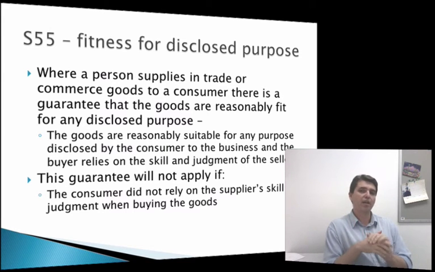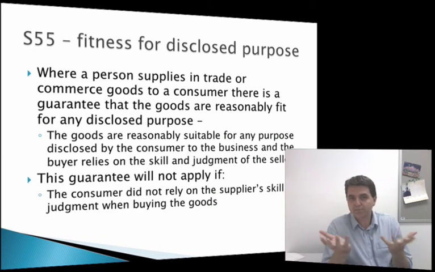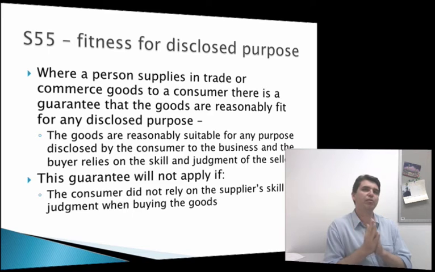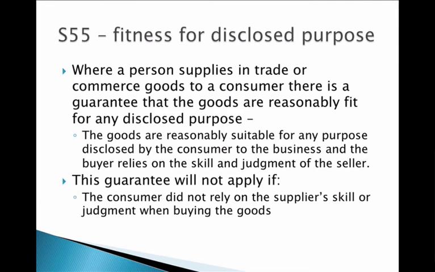and they say, hey, I'm planning to use these goods to do X, whatever X is. So I'm planning to buy this motor to put in my boat. Then this section says that where a person supplies in trade or commerce to a consumer, there's a guarantee that the goods are reasonably fit for the disclosed purpose, reasonably suitable for any purpose disclosed by the consumer to the business.